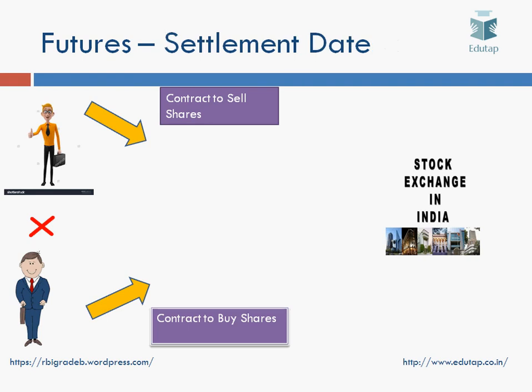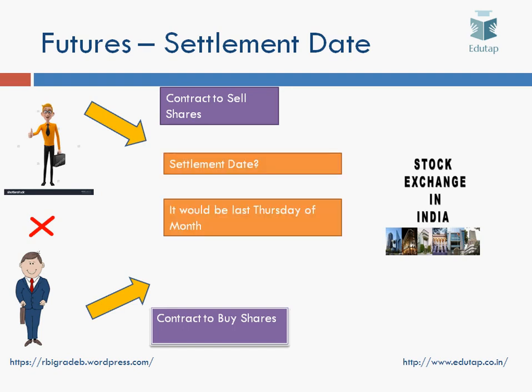Now what about the settlement date? In the forwards example, the settlement date was decided between both Ram and Sham that it would be around 30 days in future. But in the futures, the settlement date is determined by the stock exchange. The contracts which are entered into with the help of the stock exchange always have to be settled by the last Thursday of the month. So there cannot be any customized dates. It has to be settled on the last Thursday of the month.